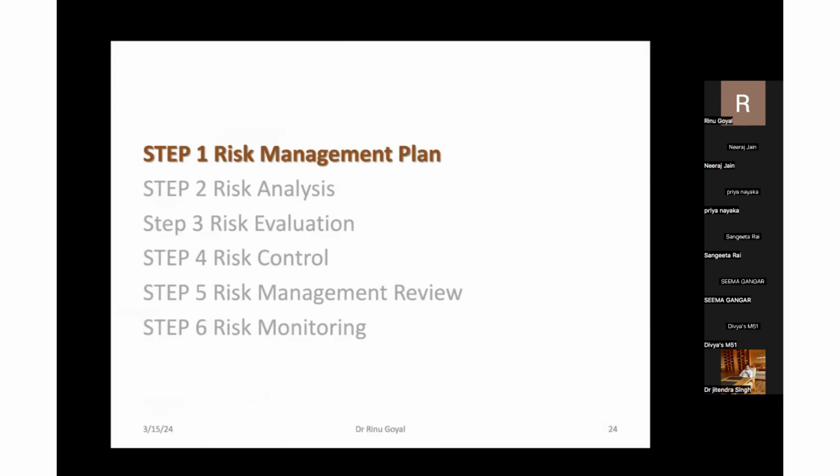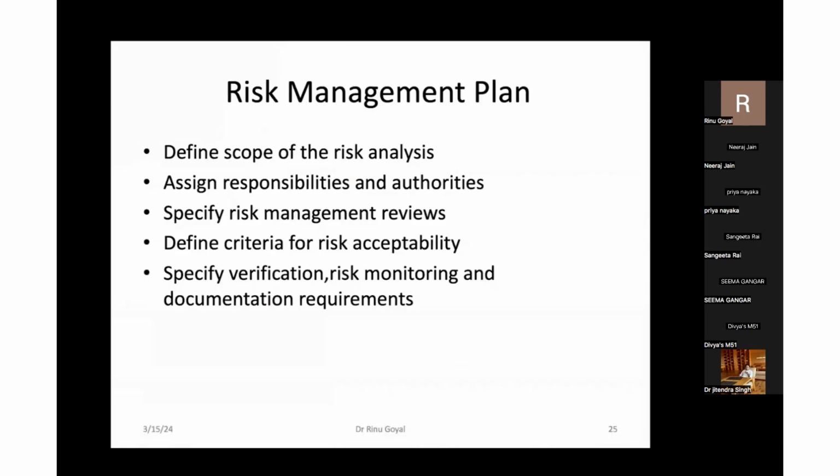So the first step starts. It is the risk management plan. What do we understand by plan? The plan says to define the scope of the risk analysis. What are we going to assess? Is it related to pre-analytical? Is it related to sample collection? Is it related to transport?